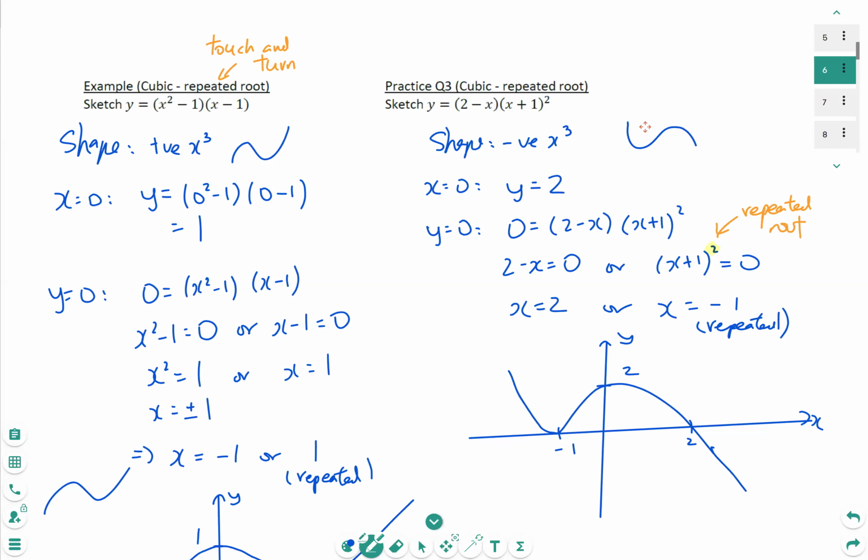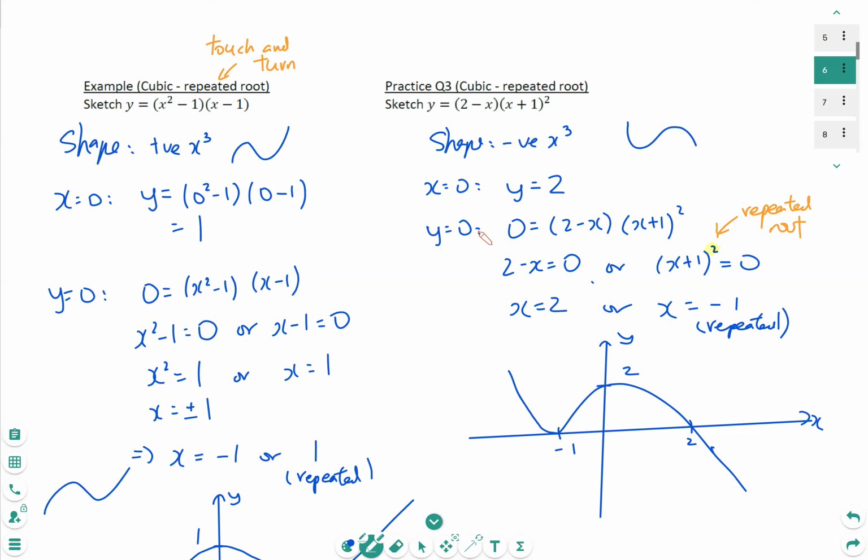Here are the answers. It's a negative x cubed, because when you expand this quadratic you get x squared, but when you multiply by this negative x, you get negative x cubed. So therefore, the shape is going to be the other way around. When x equals 0, you put it in a calculator and you get y equals 2, which is the y-intercept.